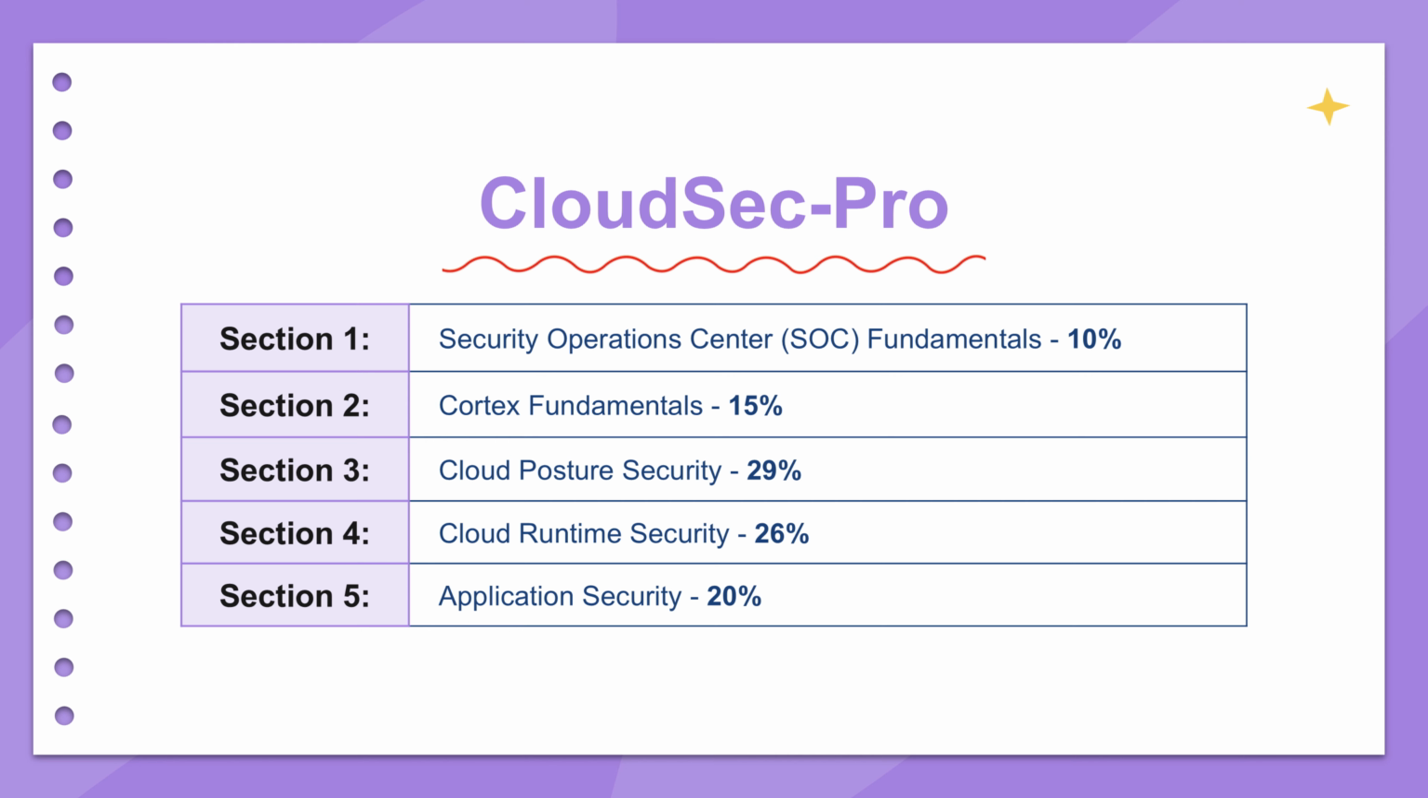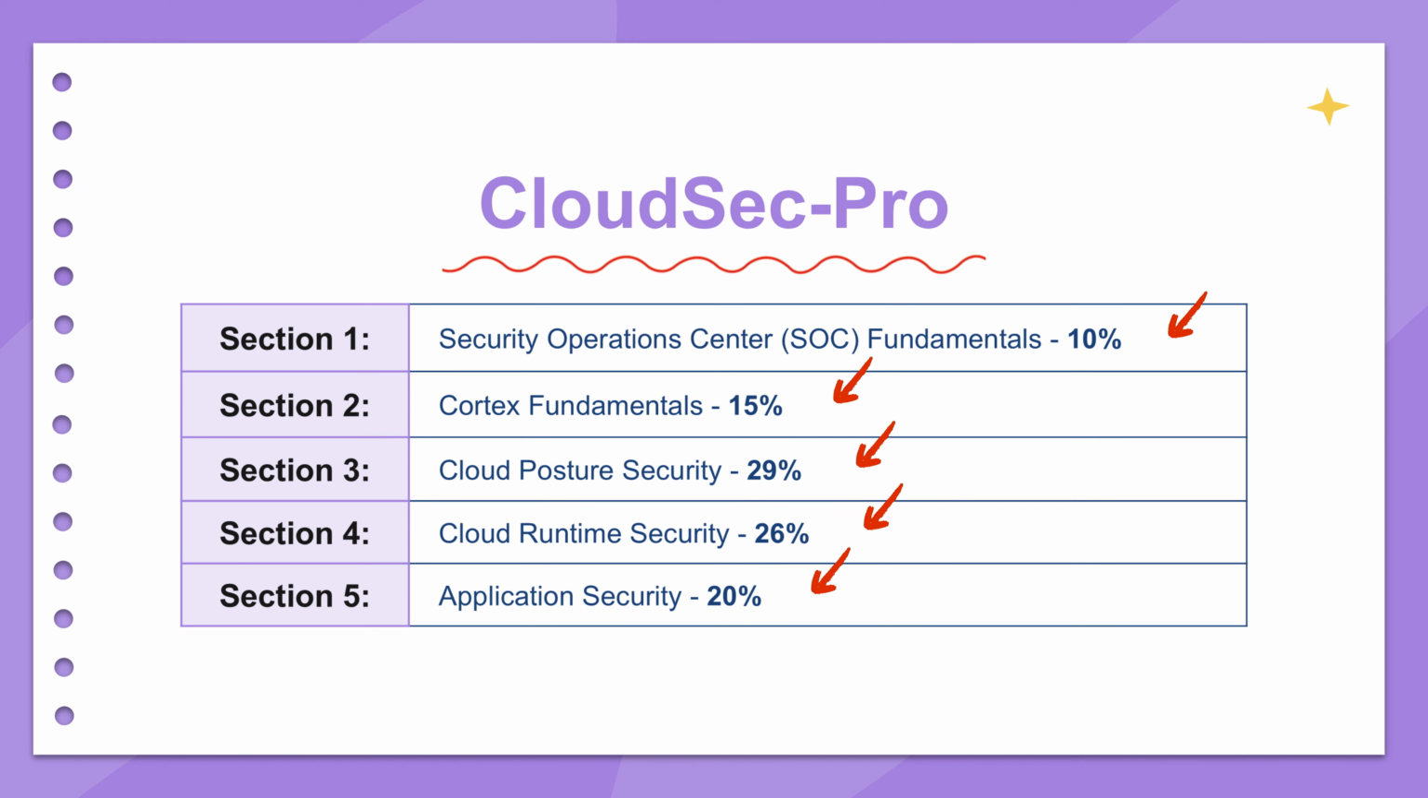So looking at the big picture of the CloudSec-Pro exam, the structure actually tells you exactly what the industry values right now. It's definitely not just random trivia. Exactly. It's carefully weighted across 5 core sections. Section 1 covers Security Operations Center, or SOC, fundamentals at 10%. Then Section 2 is Cortex fundamentals at 15%. Section 3 scales up to Cloud Posture Security, carrying a massive 29% of your score. Wow, 29. Section 4 evaluates Cloud Runtime Security at 26%. And finally, Section 5 focuses on application security, making up the remaining 20%.